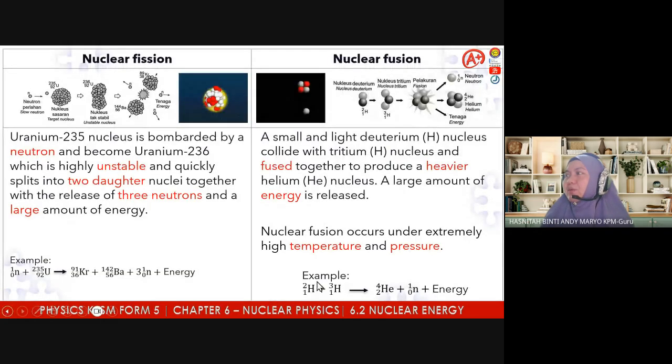So if you look at the equation, this is the fusion. Okay, the fusion process, no neutron present there. Okay, so this is the difference between the equations for fission and fusion. All right. Okay, next student.